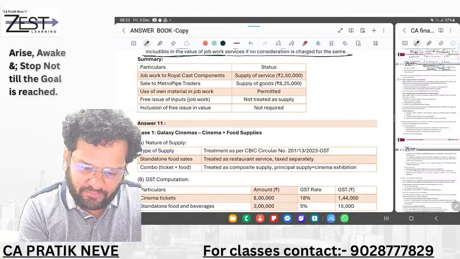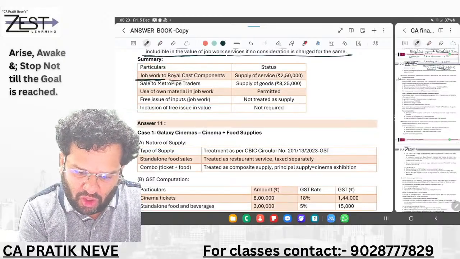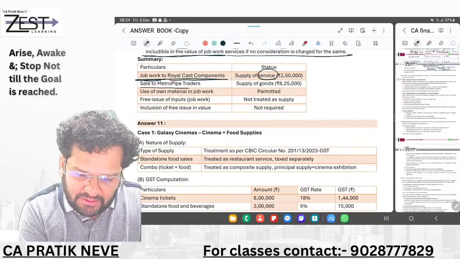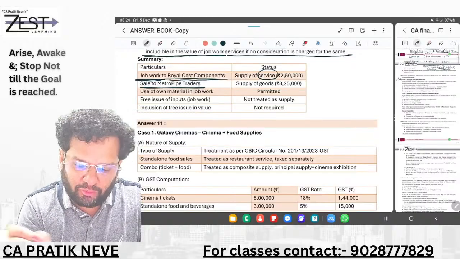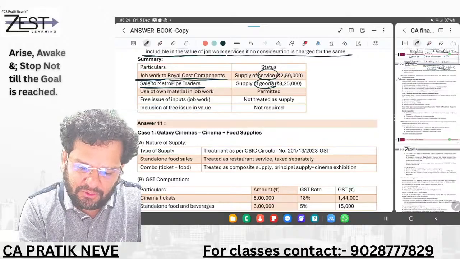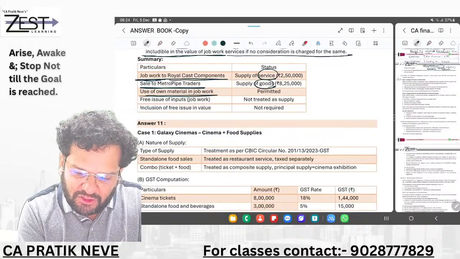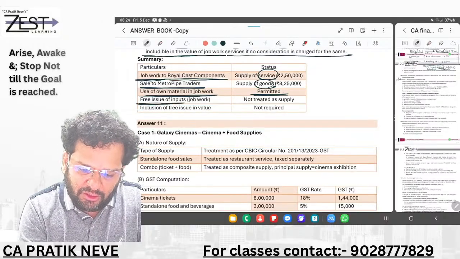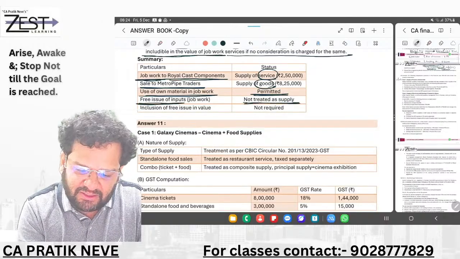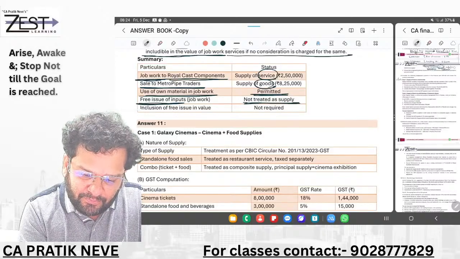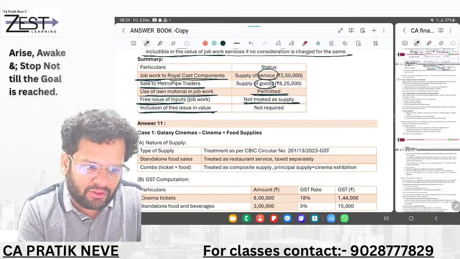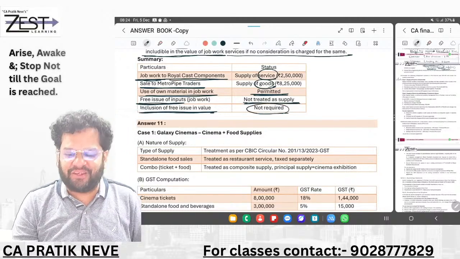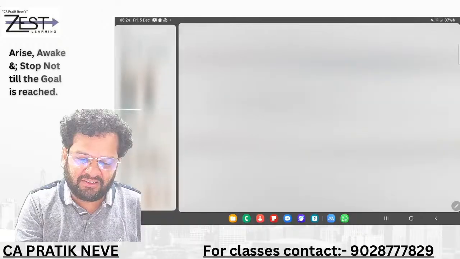So in short, job work to Royal Cast Components is a supply of service. Sale to Metro Pipe Trade is a supply of goods. Use of own material in job work is allowed. Free issue of inputs in job work is not treated as supply. And inclusion of free issue in value is not required. So this way you could have done the said question.